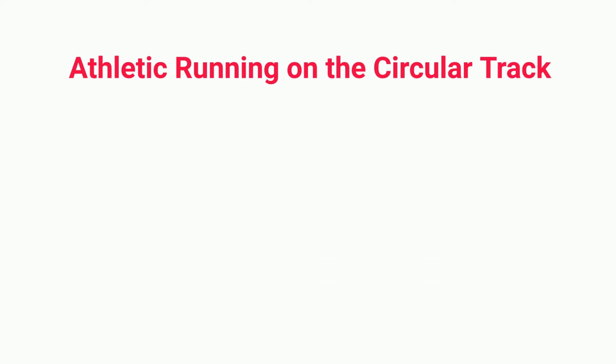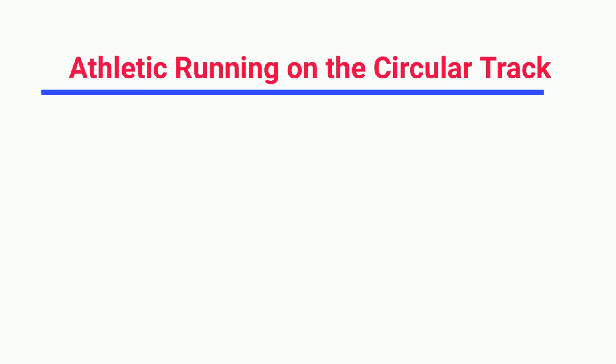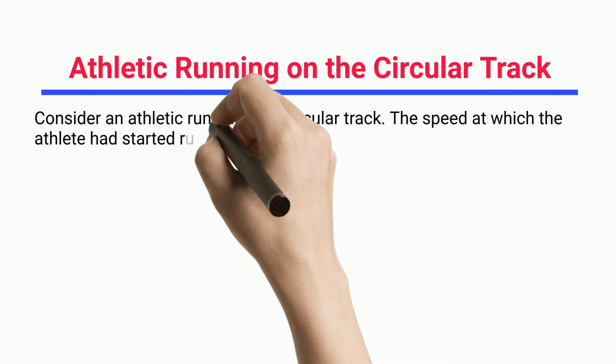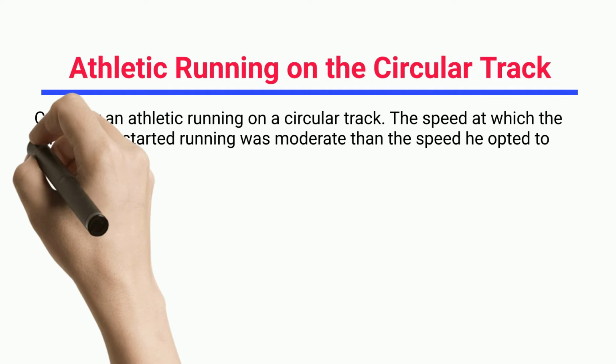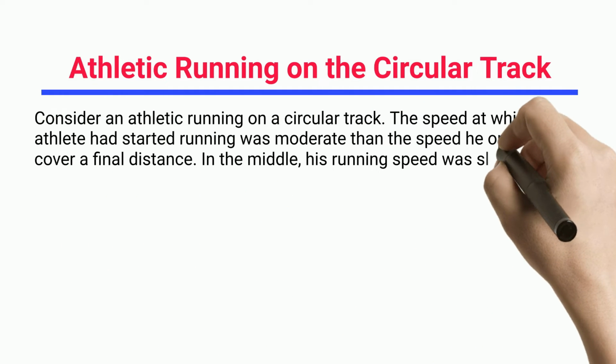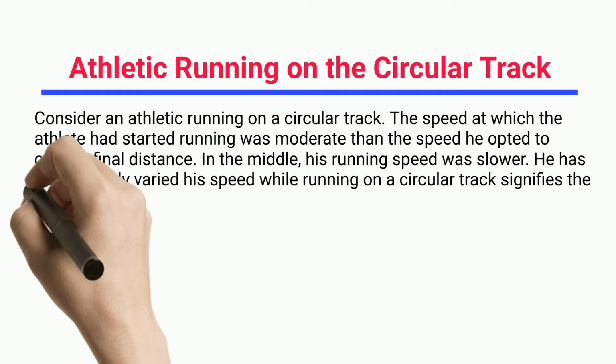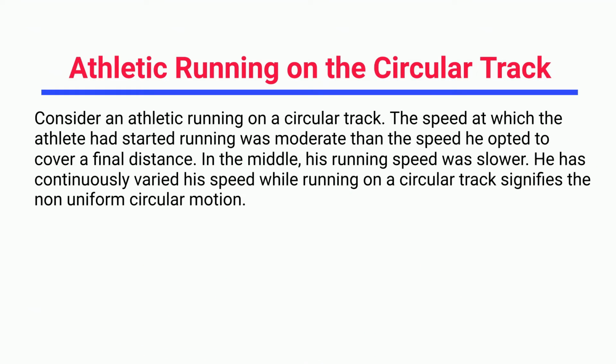Athlete running on the circular track. Consider an athlete running on a circular track. The speed at which the athlete started running was moderate compared to the speed he opted for to cover the final distance. In the middle, his running speed was slower. He continuously varied his speed while running on a circular track, which signifies non-uniform circular motion.